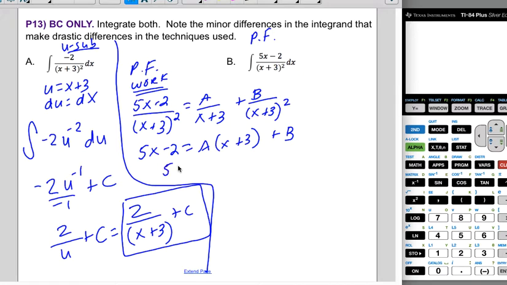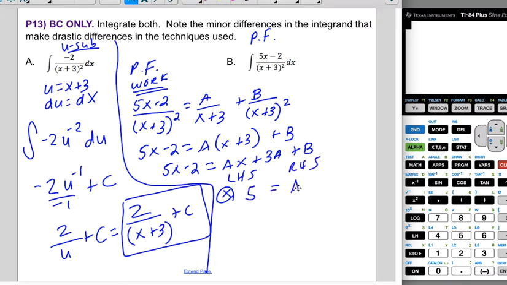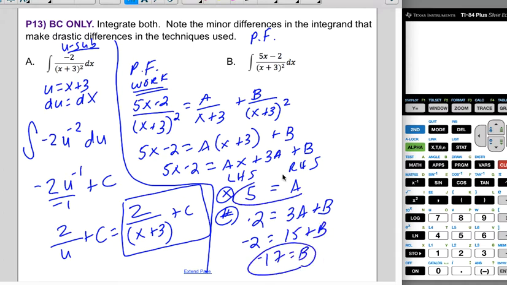But if you chose to do the distribution method where you say that the x's have to equal the x's and the numbers have to equal the numbers, that's actually pretty straightforward here because the x's on the left-hand side have to equal the x's on the other side, right? Well, the only x on the left-hand side is a 5, and the only x on the right-hand side is an a, so you can just say a is 5, right? For the numbers, -2 on the left-hand side has to equal 3a plus b. Well, you know what a is, right? So that's -2 equals 15 plus b. So you get a -17 for your b. So there's your a and your b, right?